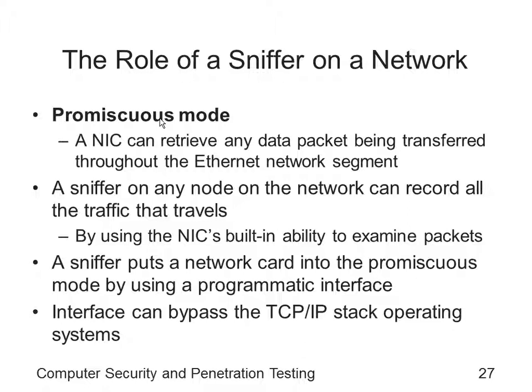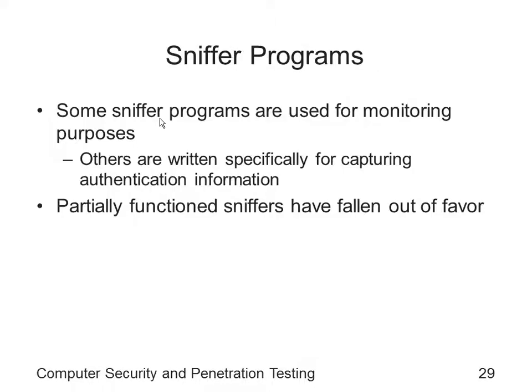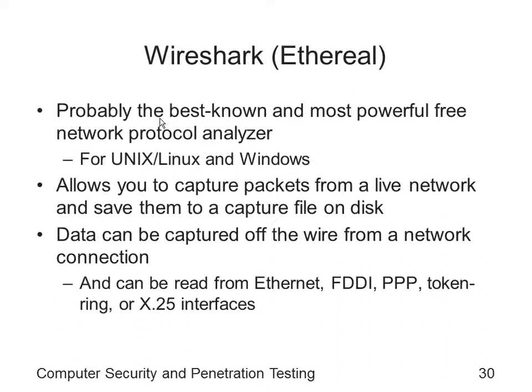A sniffer on any node of the network can record all the data that travels on that node. It puts the card in promiscuous mode, what we've talked about, and it can bypass TCP/IP and receive everything. That's a real old picture of Wireshark, just showing you an example of what they look like, and we're going to look at some of them. You can use them for monitoring and for looking for errors, and I've used them quite a bit in projects and all kinds of stuff. Partially functional sniffers are falling out of favor because they do a lot now.